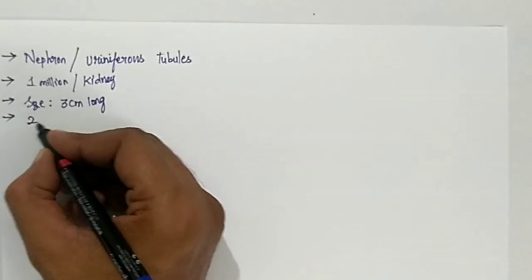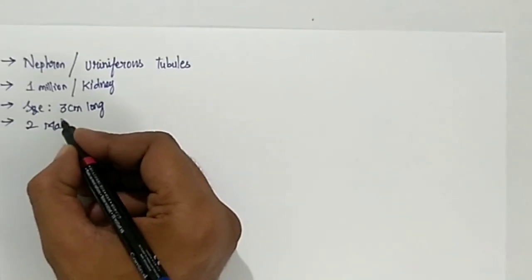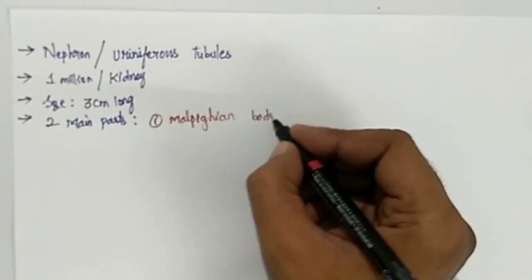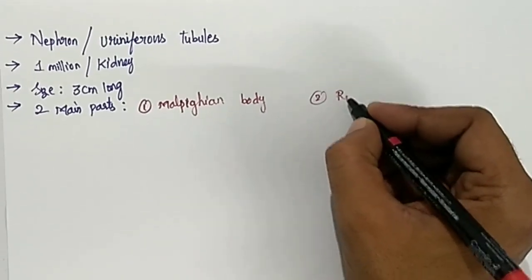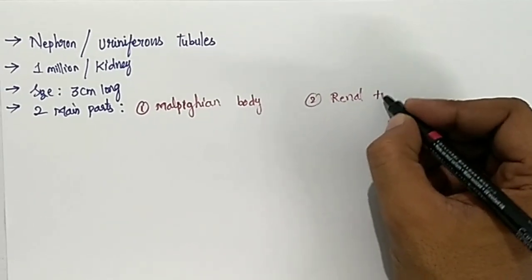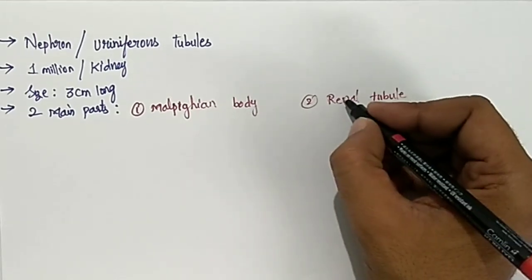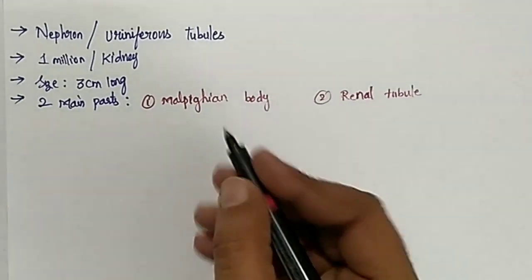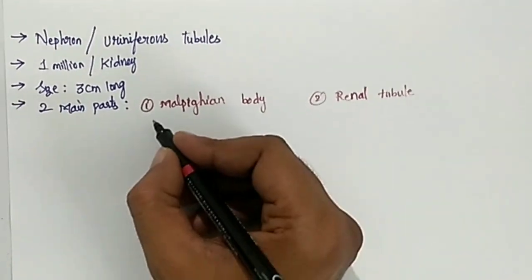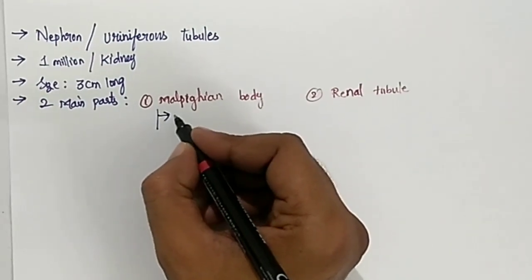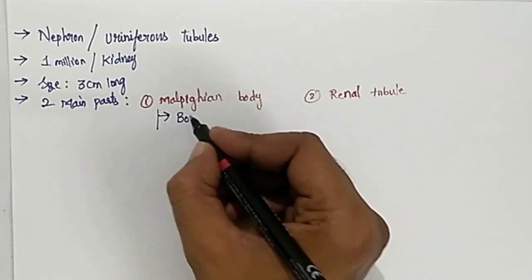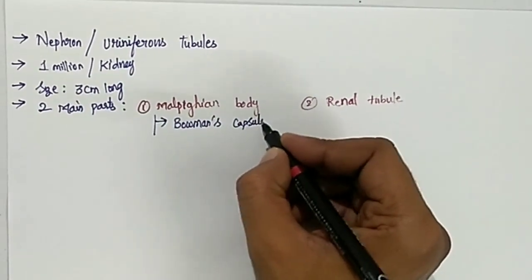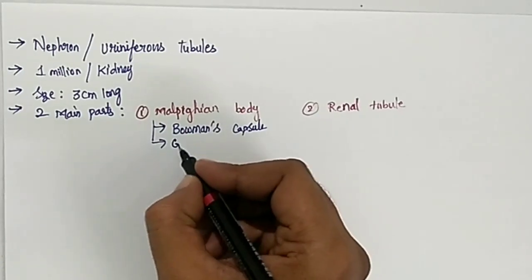Nephrons have two main parts. One is the Malpighian body. The second one is the renal tubule. The Malpighian body has two more parts. The first one is Bowman's capsule and the second one is glomerulus.